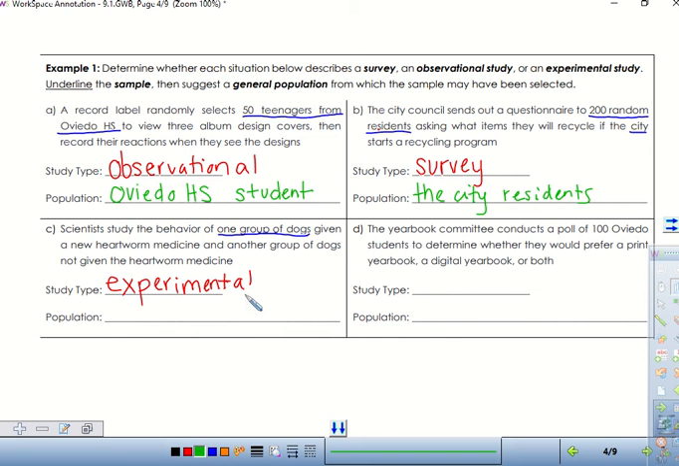So what's the general population that we're looking at here? All dogs. So the yearbook committee conducts a poll of 100 Oviedo students to determine whether they'd prefer a print or digital yearbook or both. What study type is this? Survey. Good. Survey. Our sample is 100 Oviedo students. And what's the population? All Oviedo students. Good.